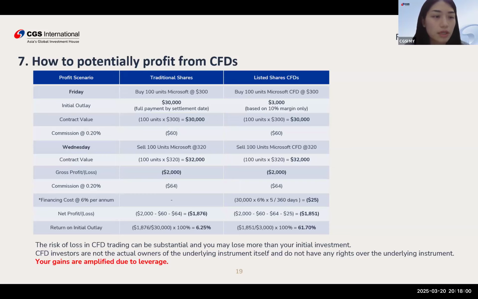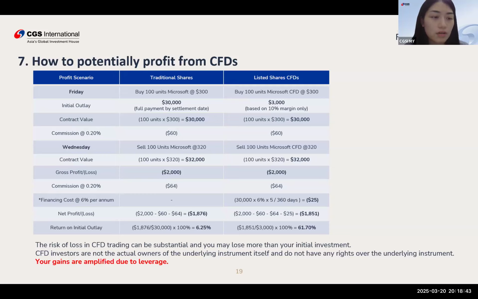And assuming that commission is 0.2% for both, so this 60 is derived from this 30,000. And then on Wednesday, you decide to sell it off at $320. So you are actually gaining $2,000, because the contract value is 32,000 deducted by the 30,000 when you entered. So both are the same, and also the commission of 0.2% when you close your position. Charging 0.2% on the 32,000, you actually get charged $64 for both cases, which are the same.